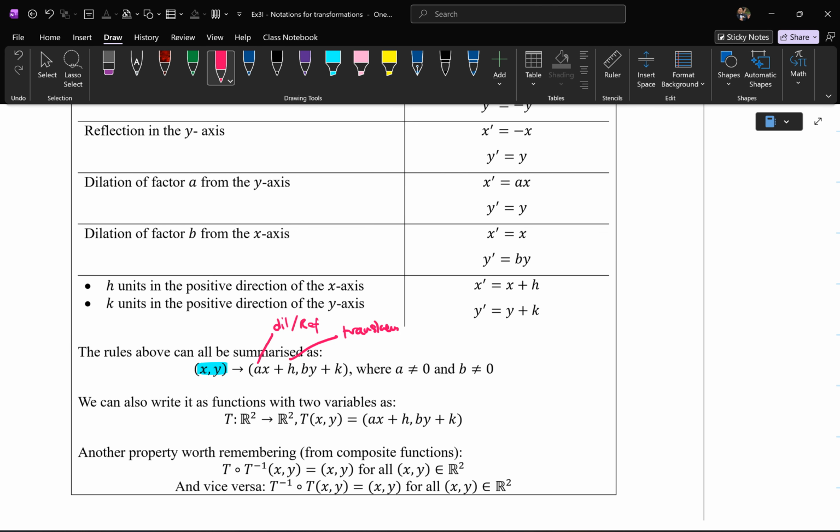So you can do dT to the X component, or you can do dT to the Y component. So we've got these two components, right? Providing that A doesn't equal 0 and B doesn't equal 0. So therefore, you can write this as a function of two variables. You've got an X and a Y.